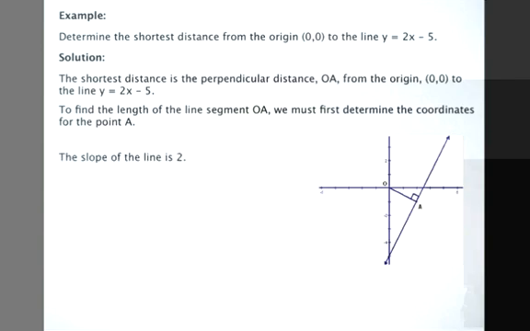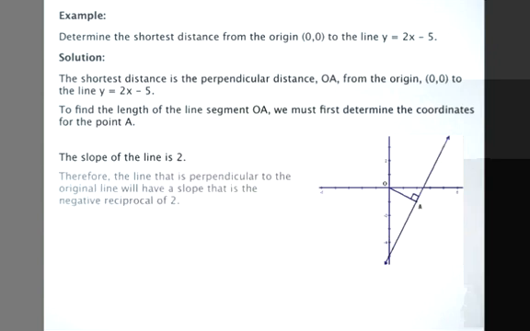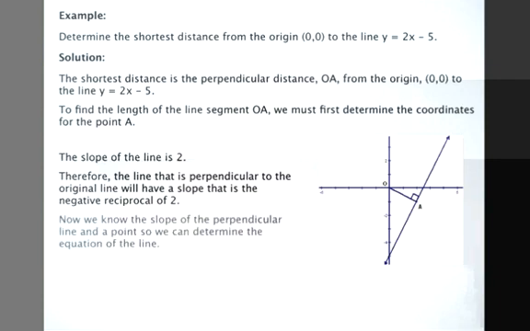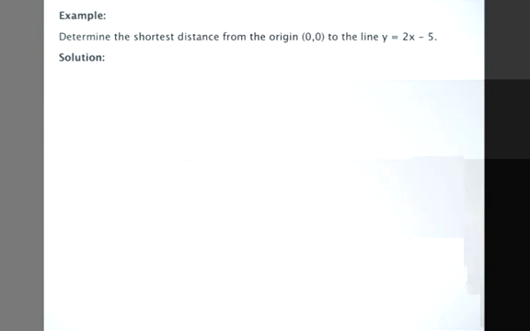So let's start by finding the equation of this line OA. We know that the slope of our original line is 2. So the slope of the perpendicular line will be the negative reciprocal of 2, which is negative 1/2. Now that we know the slope, and we know that it goes through the origin, we can determine the equation of this line.